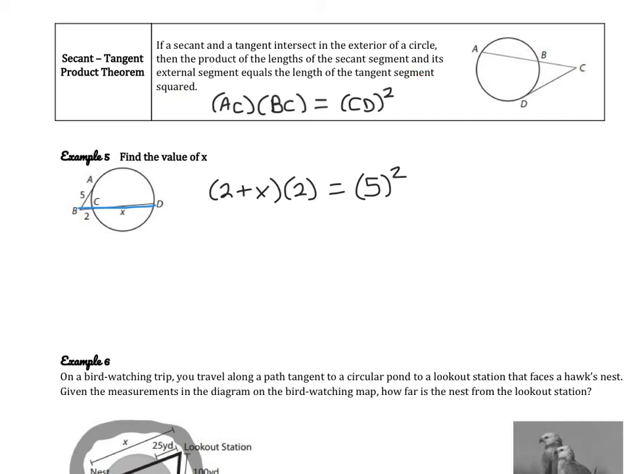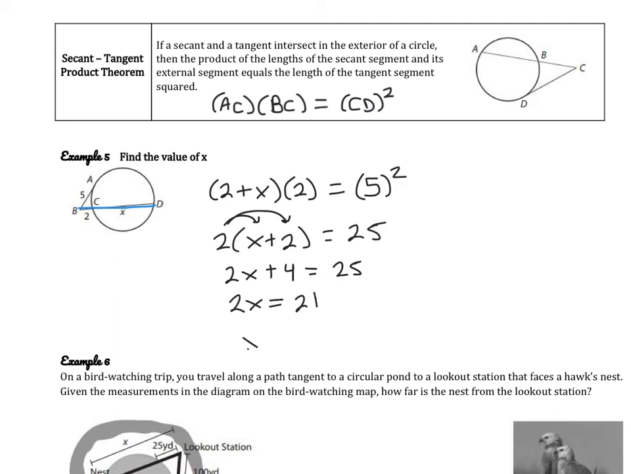So here we have 2 times x plus 2 equals 25. Since 25 is not divisible by 2, I'm going to distribute it instead of dividing both sides. So we get 2x plus 4 equals 25. 2x equals 21. So x equals 21 halves. And we're all done.